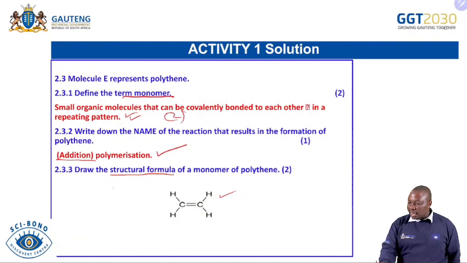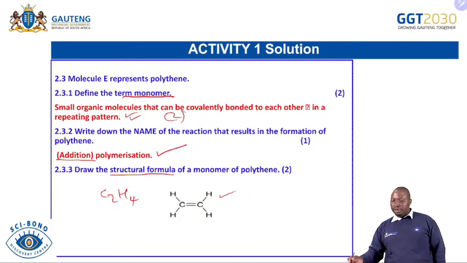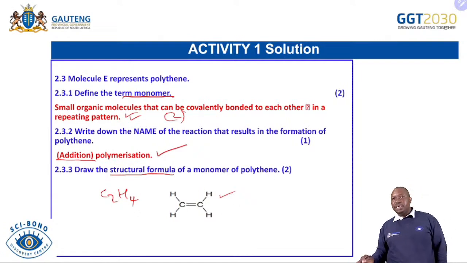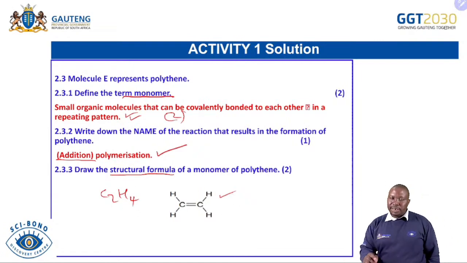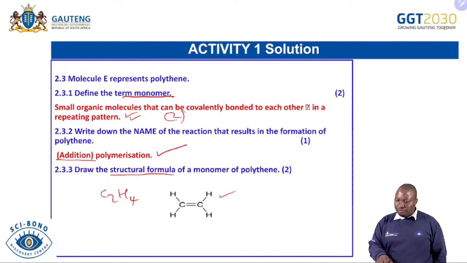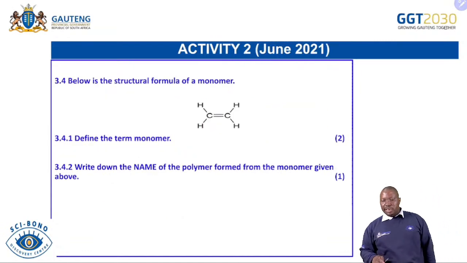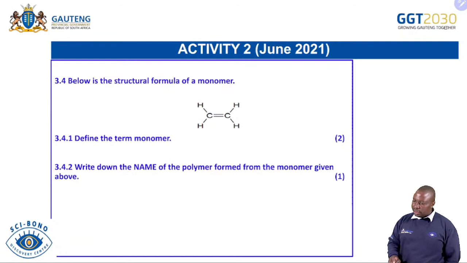If we say write down the molecular formula, you will say C2H4, because for the molecular formula, you are showing how many carbons, how many hydrogens. So it's very important to read the question, because if you say draw the structural formula, sometimes you can say write down the molecular formula of the monomer of polyethylene. So don't be confused. You must know the difference between the structural formula and the molecular formula. I hope you have enjoyed that question, and when it comes in the exam, you will definitely enjoy it.